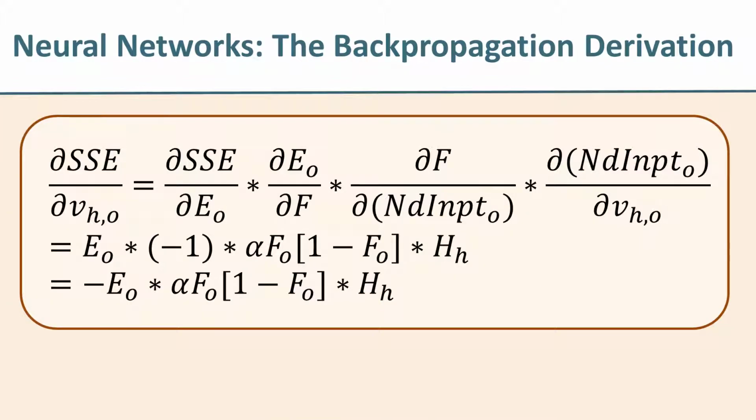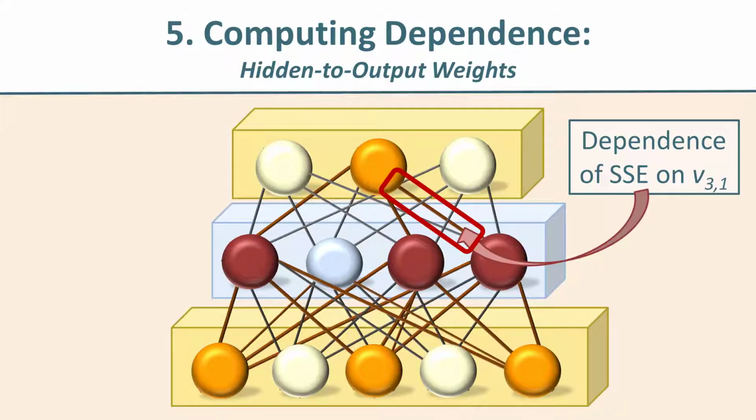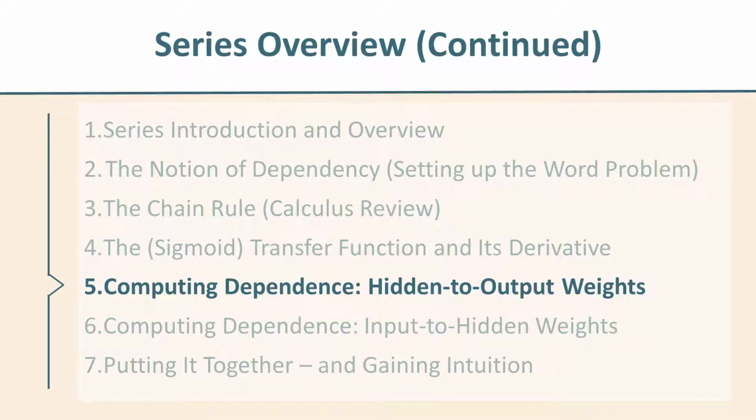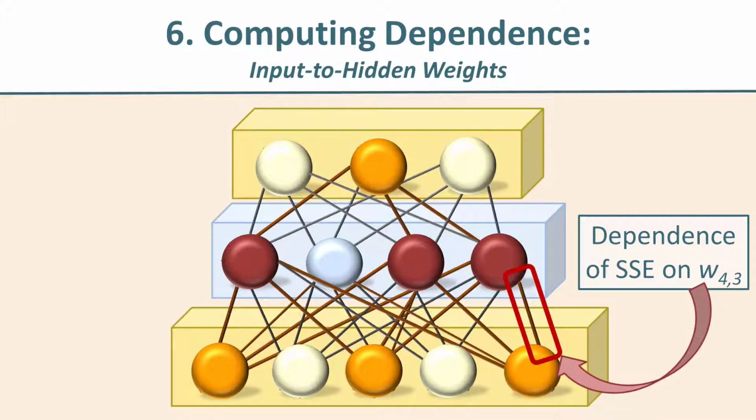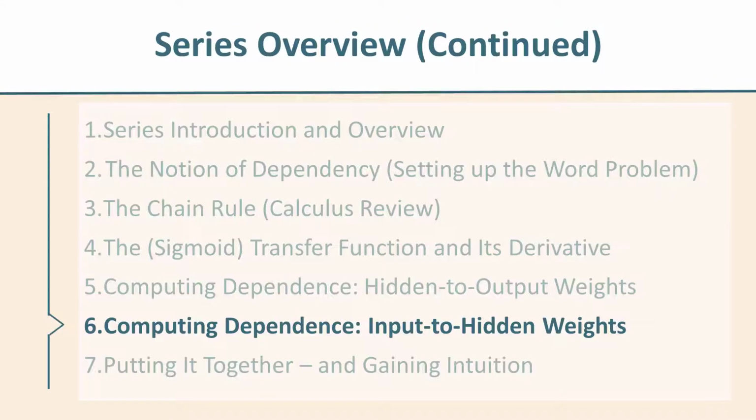Now, in showing you this equation, which I've presented in each of the previous vids, it's important to know that we haven't yet actually derived this equation. We haven't specified how the dependence of the SSE on a hidden to output connection weight actually shows up as each of these little parts. That's going to be in video 5, and the corollary process for the dependence of the SSE on an input to hidden connection weight will be in vid 6.